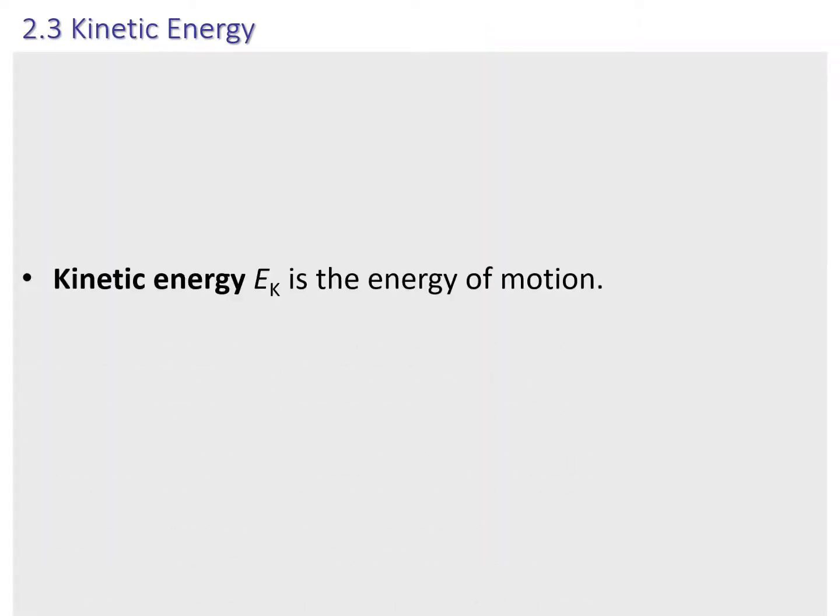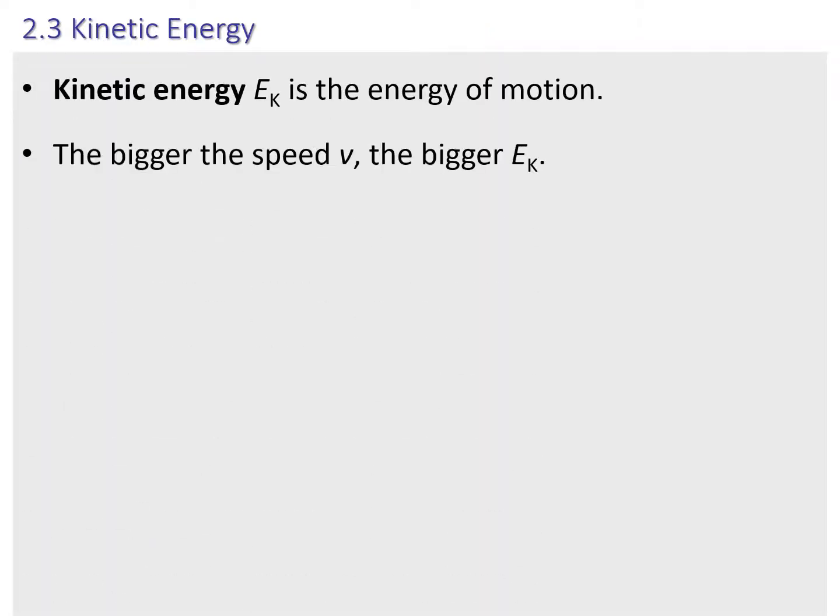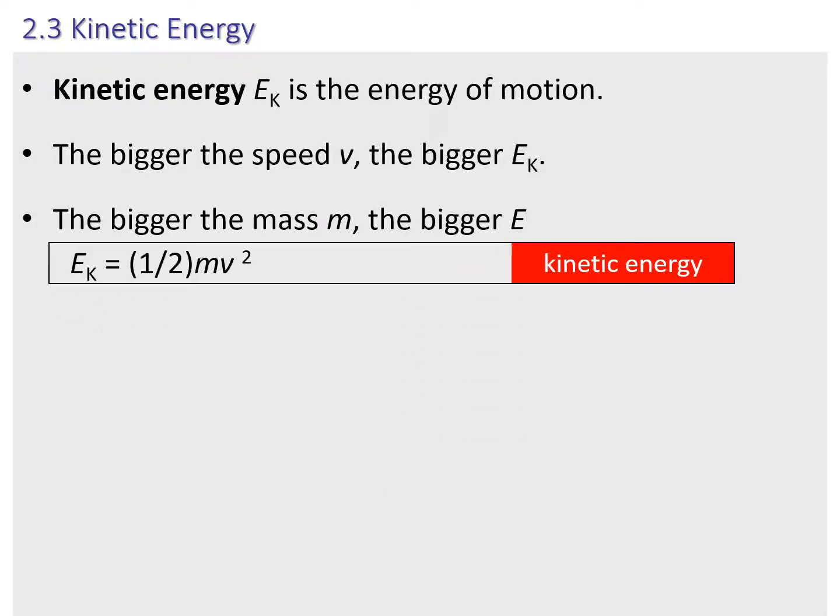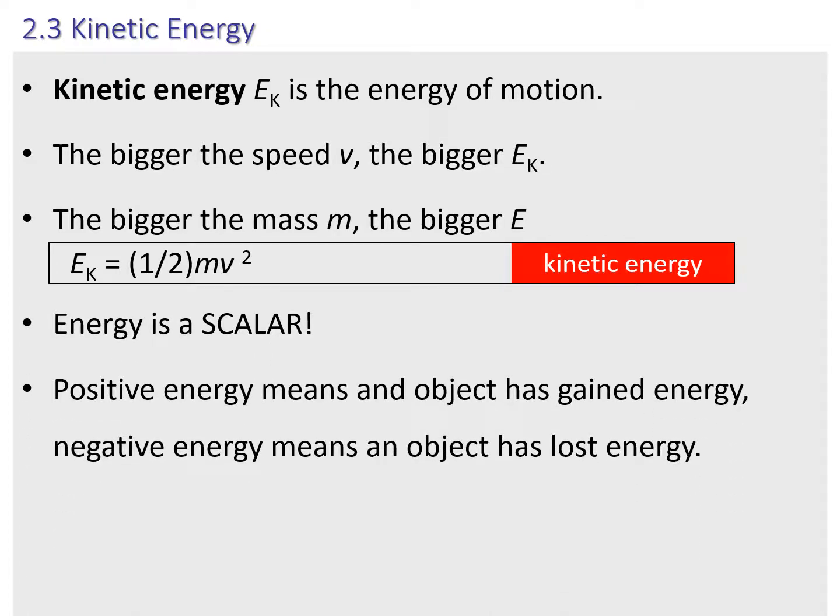We have kinetic energy, which is the energy of motion. The bigger the speed, the bigger the E sub k. The bigger the mass, the bigger the E sub k. So kinetic energy, again, is 1/2 mv squared. Energy is a scalar. If you have positive energy, that means the object has gained energy. Negative energy means an object has lost energy. You can't have energy going to the right or energy going to the left. It doesn't make sense. It's just a gain in total energy or a decrease in total energy.